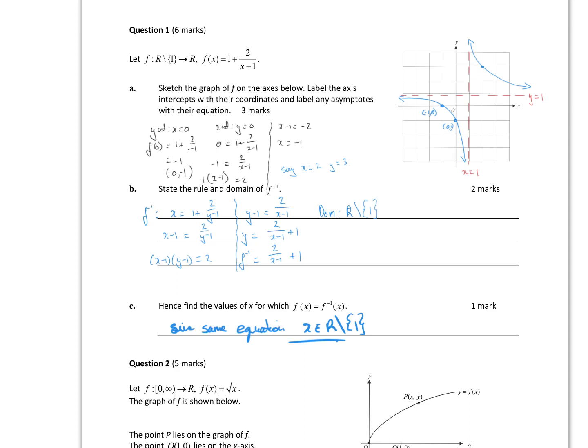Okay, so first section is tech-free. Sketch the graph of f on the axis below, label the axis intercepts with their coordinates, and label any asymptotes. All right, so we should be able to look at this graph and identify straight away that x equals 1 is a vertical asymptote, and y equals 1 is a horizontal asymptote.